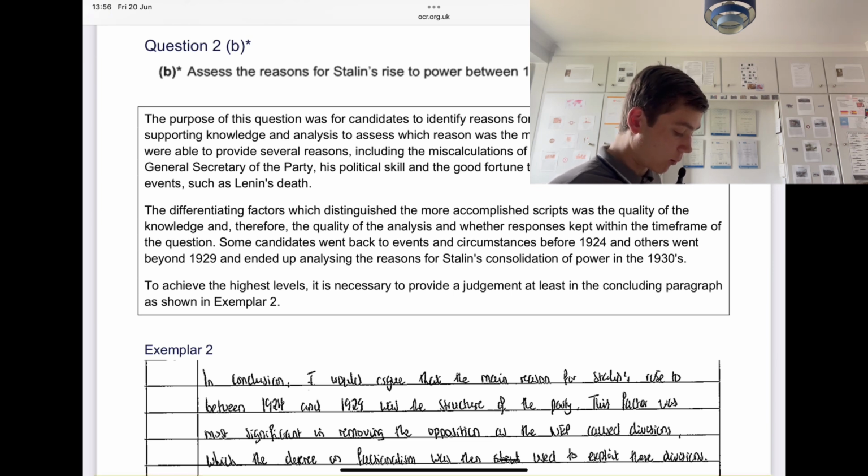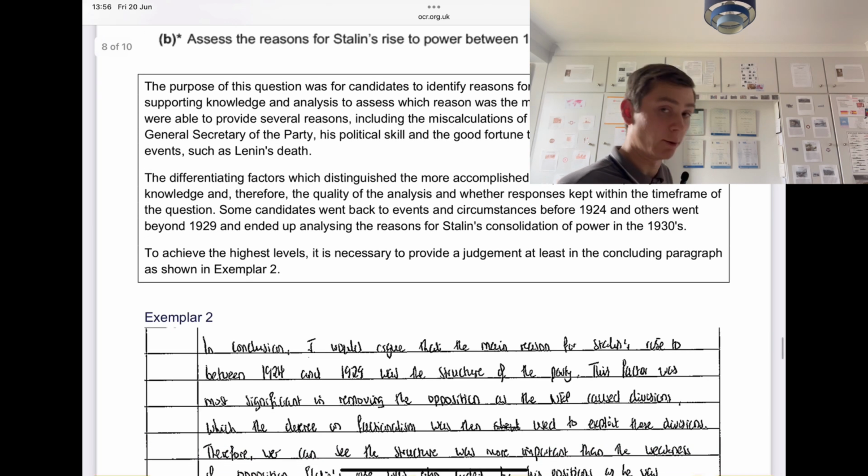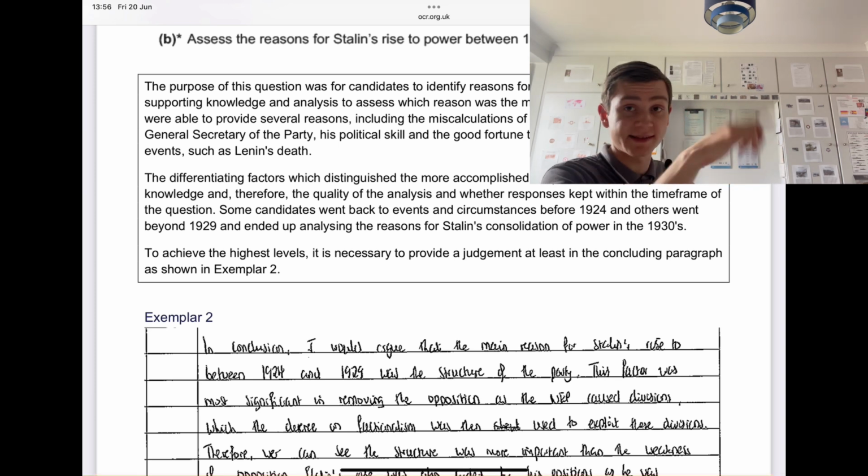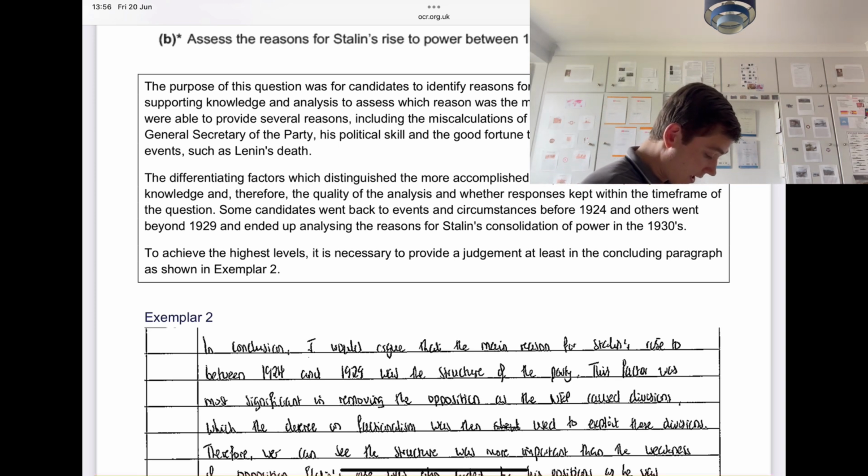Differentiating factors which distinguished the more accomplished scripts, so now they tell us what they really want you to see, was the quality of the knowledge and therefore the quality of the analysis, and whether responses kept within the time frame of the question. Again, all link back to significance, evaluation, coherency. Think about that in your exam, even write it down on a slide if you really want to. Time frame of the question.